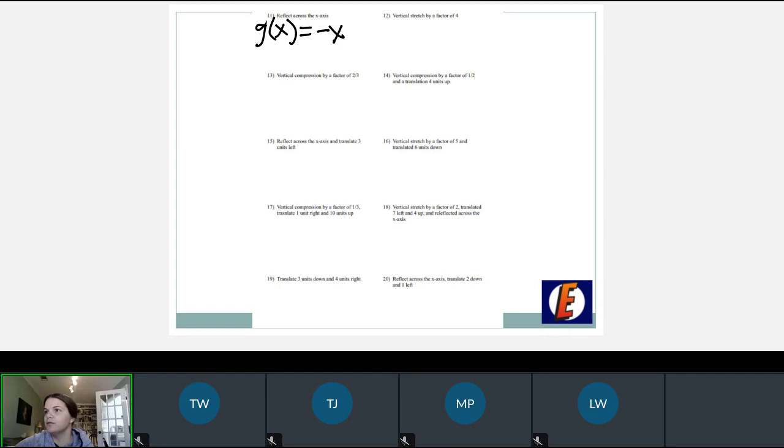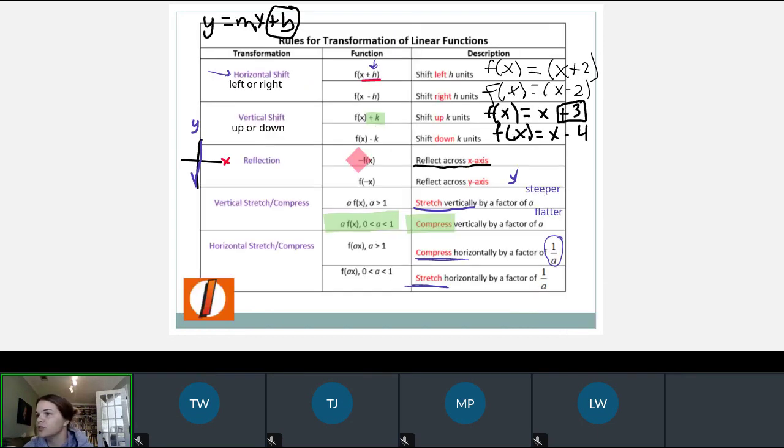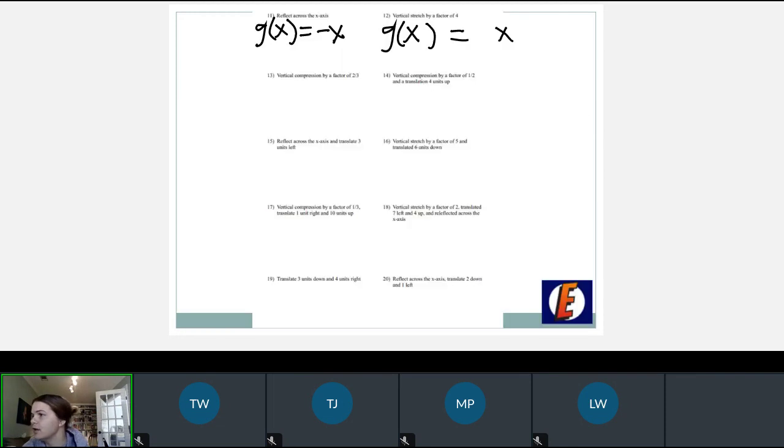Let's try number 12 together. A vertical stretch by a factor of 4. So let's go ahead and write out the new name of our function, g of x. We're going to put our x in there. All right, a vertical stretch by 4. So go back to your rules. Where we have vertical stretch, I have to ask myself, is a bigger than 1 or between 0 and 1? It's bigger than 1. Okay, so I'm just going to write that number 4 out in front. So this is 4x.